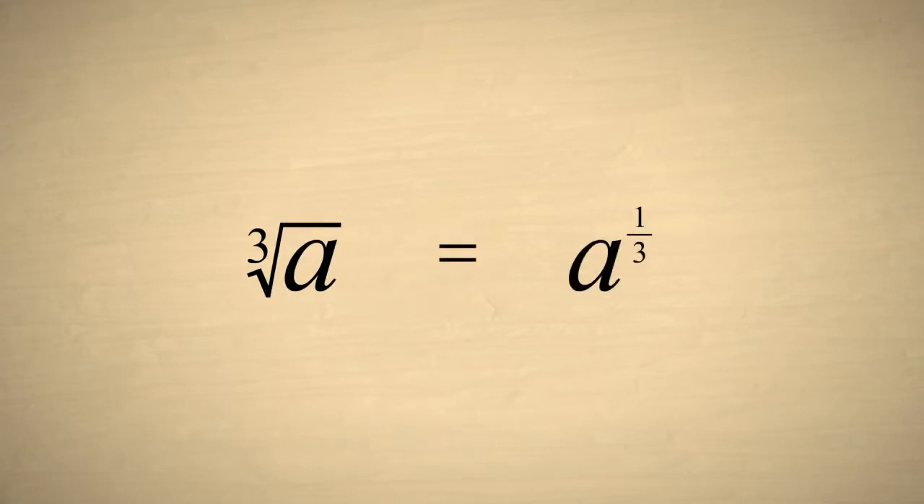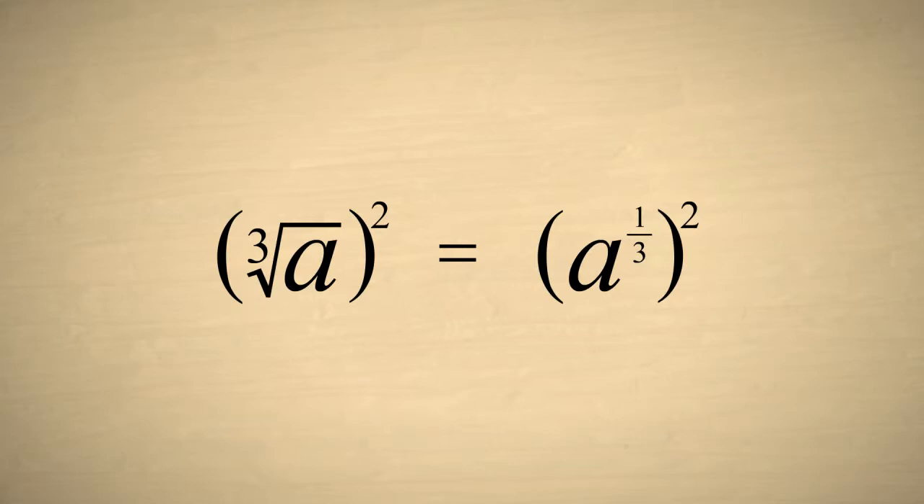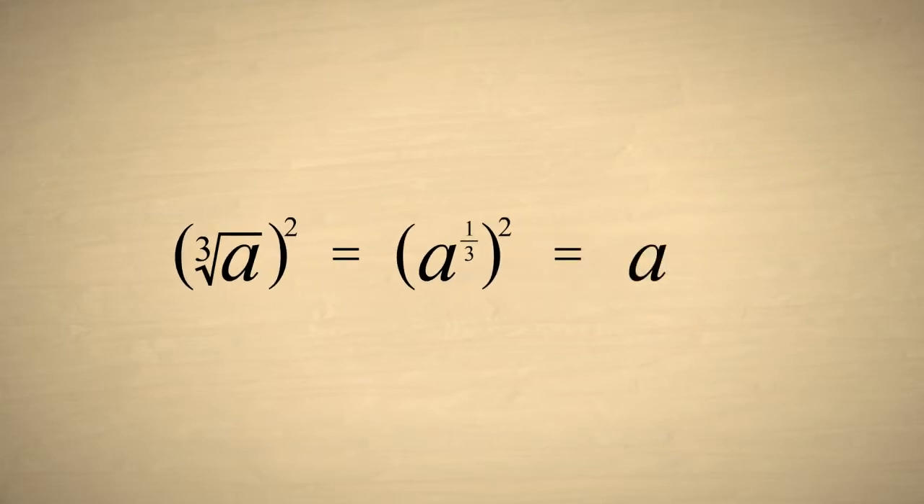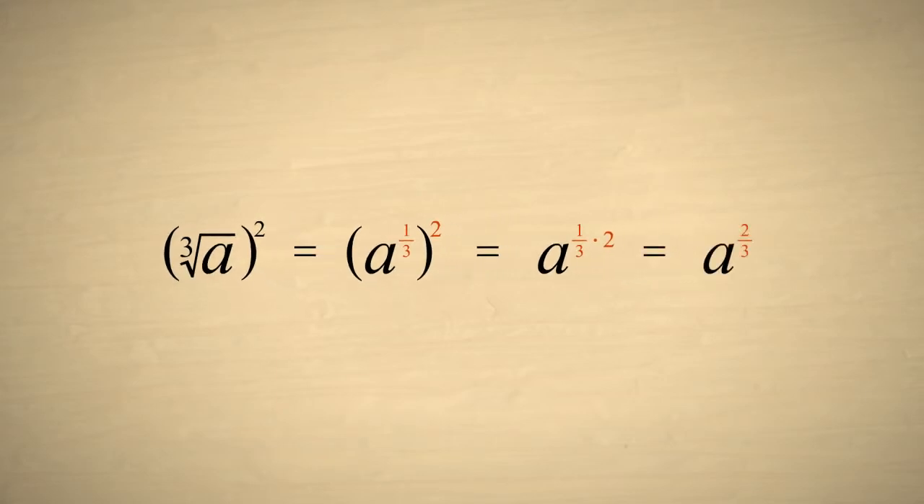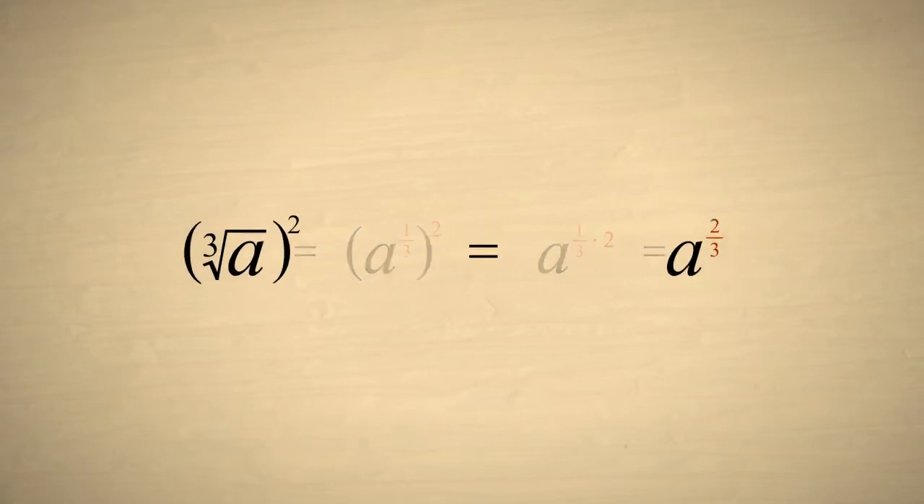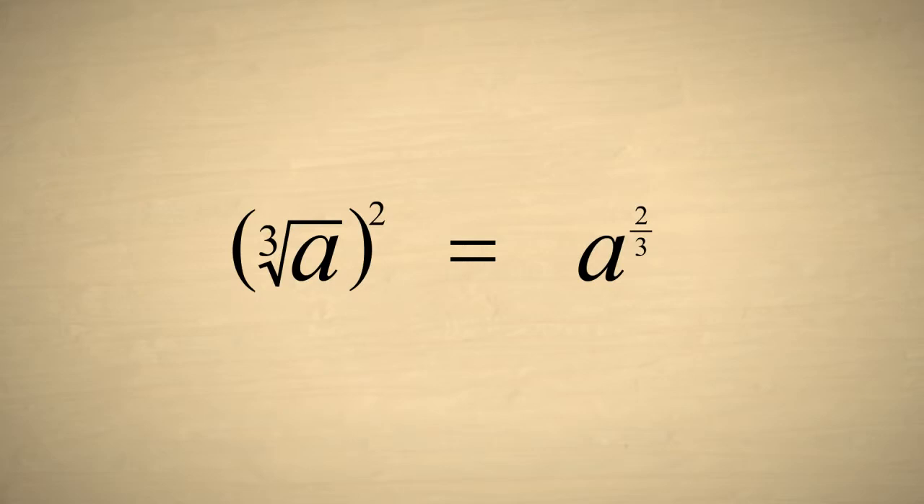To illustrate how this works, let's start with the cube root of a, which can be written as a to the 1/3 power, and then square it. As we saw in the chapter on raising exponential expressions to powers, we can simplify the expression on the right by multiplying the exponents 1/3 and 2, which gives us a to the 2/3. So a to the 2/3 represents the cube root of a squared.